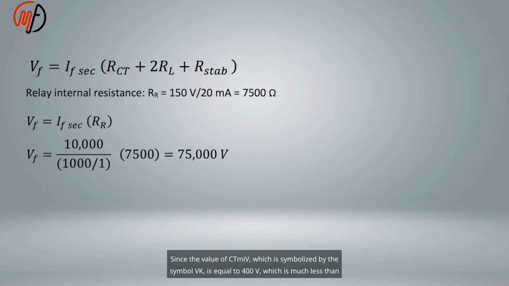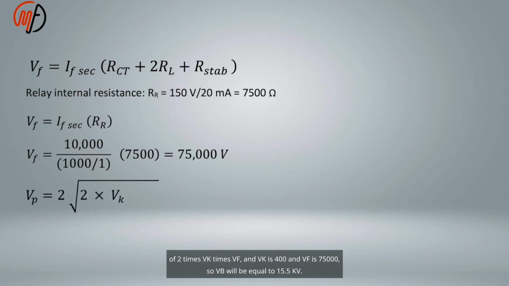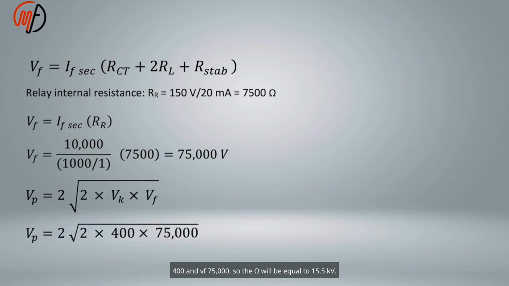Since the CT knee point voltage, which is symbolized by Vk, is equal to 400 V, which is much less than the value of Vf, which is equal to 75 kV, we use this equation, where Vb is equal to 2 times the square root of 2 times Vk times Vf. Vk is 400 and Vf is 75,000, so Vb will be equal to 15.5 kV.